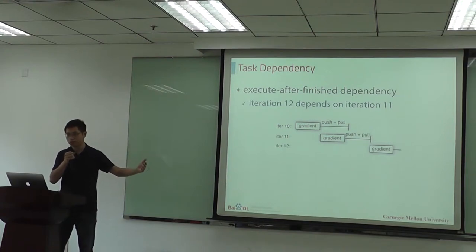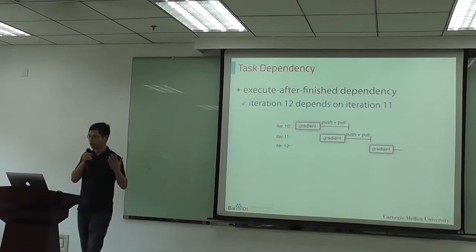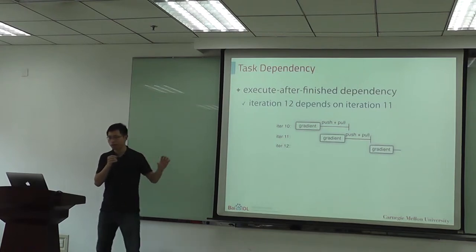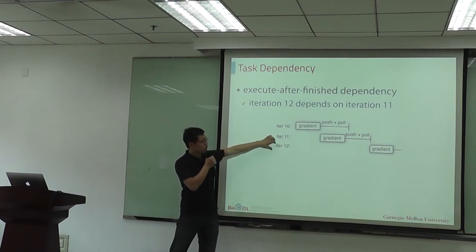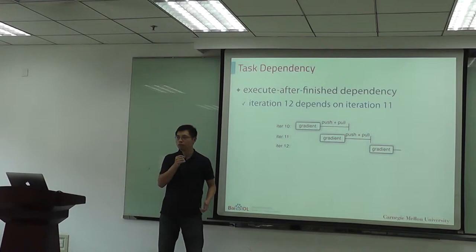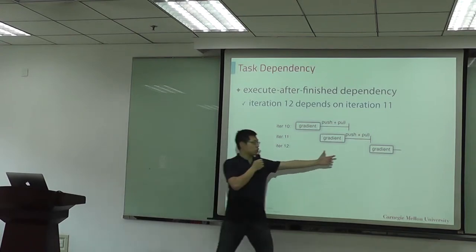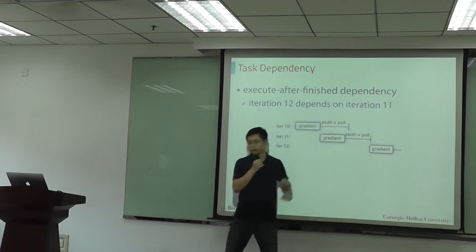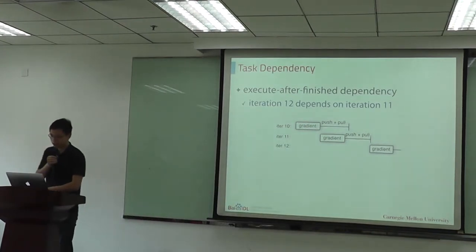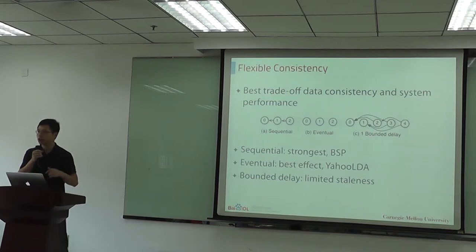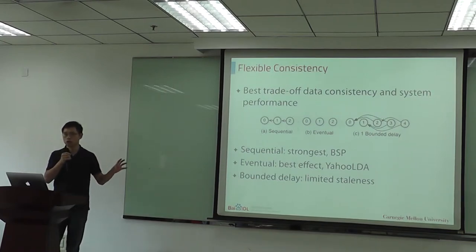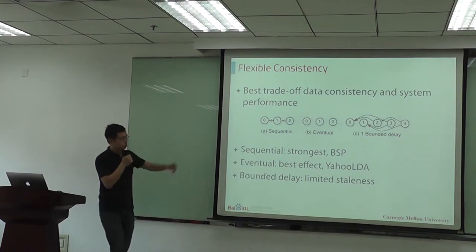That's a data inconsistency. So if we want to guarantee the algorithm is right, we can make a dependency here. You can say, okay, I want the iteration to wait for the previous iteration to finish, even at the cost that I need to wait, and the CPU is wasted in this time slot. This dependency can be used to implement some workflow logic. And the most important thing is that this dependency can be a powerful tool to express the data consistency model. So I give three examples here.